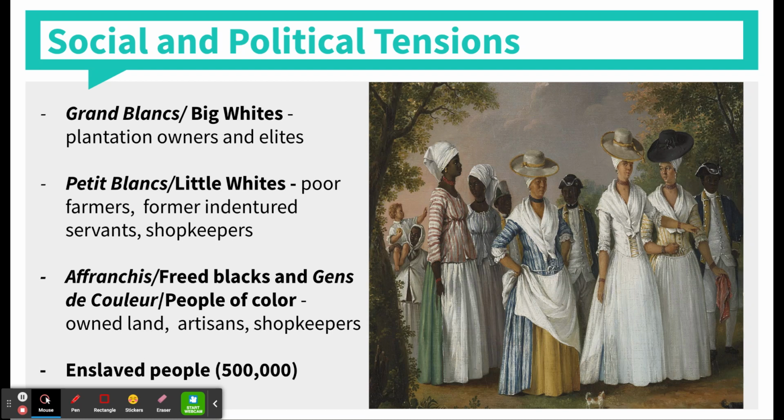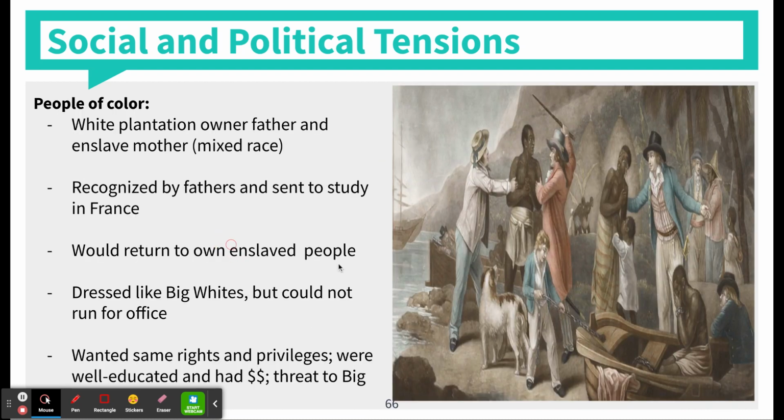Okay, so anyway, the free Black people, or the people of color, they were the shopkeepers, they owned land, and they were continuing to gain power, just like I said, and they wanted more freedoms. And at this point, everybody looked down upon the enslaved people. All right, let's keep moving.